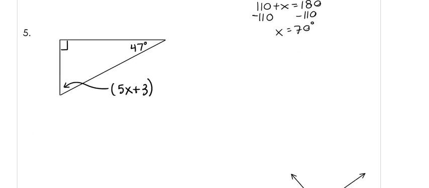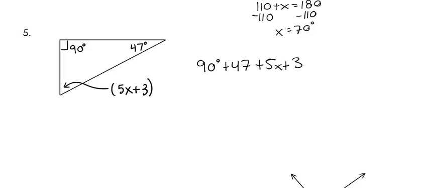Okay, and then the last example of this type is actually a right triangle. Whenever you see that box in the corner, that's a big clue. The box means it's a right angle, which means it's 90 degrees. Okay, and then I can use that information to set up my equation. I'm adding up the three angles of the triangle. 90 plus 47 plus the third one, which is labeled as 5x plus 3, all together has to be 180.